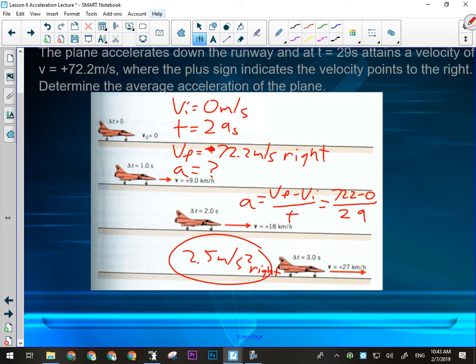72.2 has 3 significant figures. There's 3 measured values in that number. My answer cannot be more accurate than my least accurate measured value. So therefore, my answer can only have 2 significant figures. It has to reflect that. I can't, by doing math on something, make it more accurate or less accurate. So that's why we have significant figures. It preserves the accuracy of our measured values. All right.